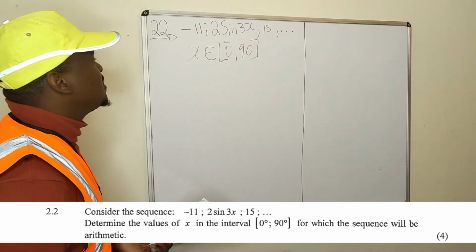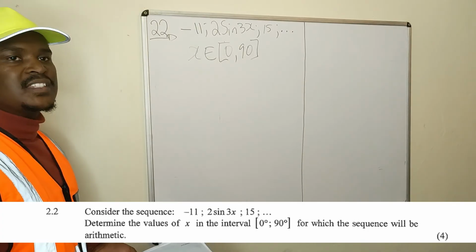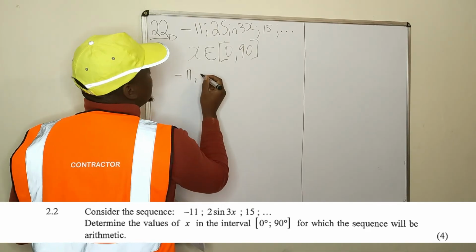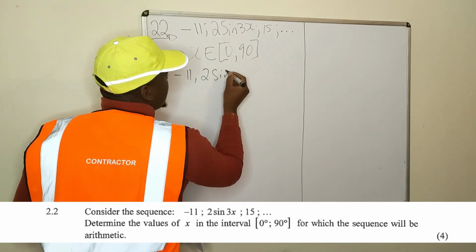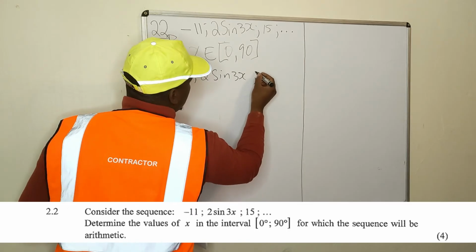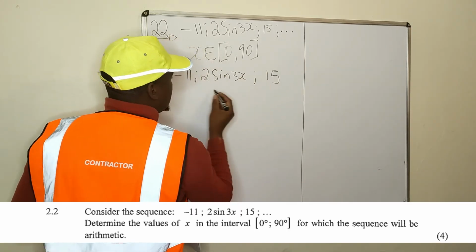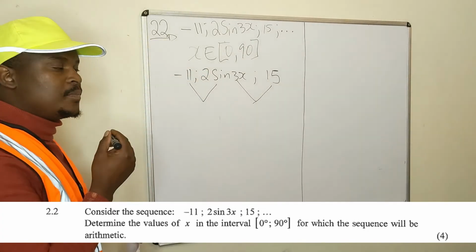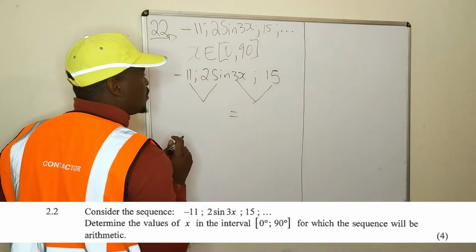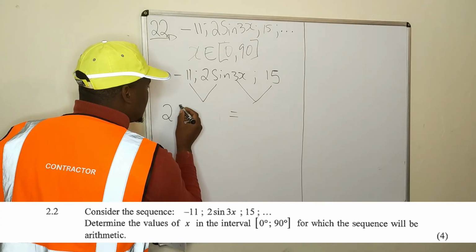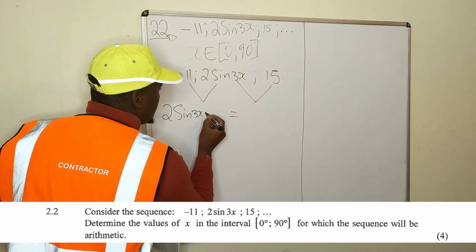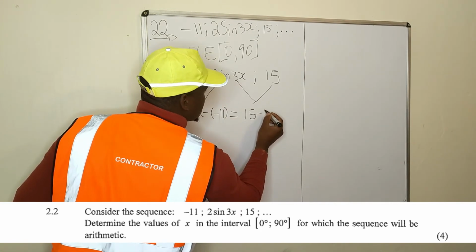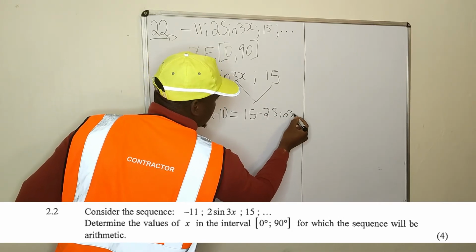So what do you know about an arithmetic sequence? It has a common first difference, right? Which means if you have your minus 11 here, your 2 sine 3x here, and 15 here, this minus this should be equal to this minus this. That's what you know about an arithmetic sequence. So your 2 sine 3x minus 11 should be the same as 15 minus 2 sine 3x.